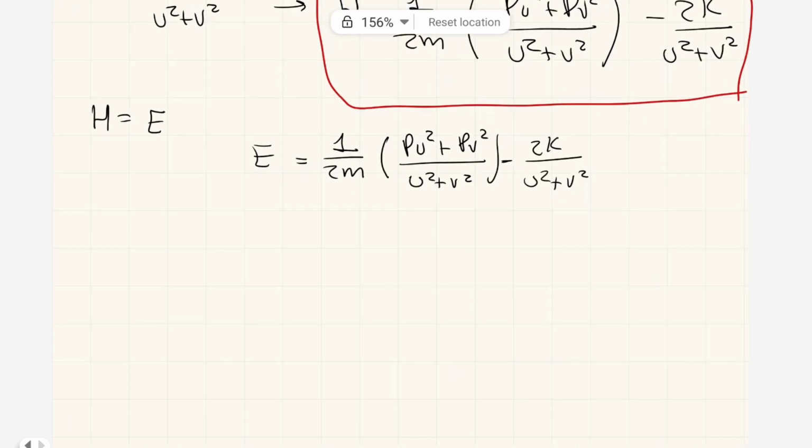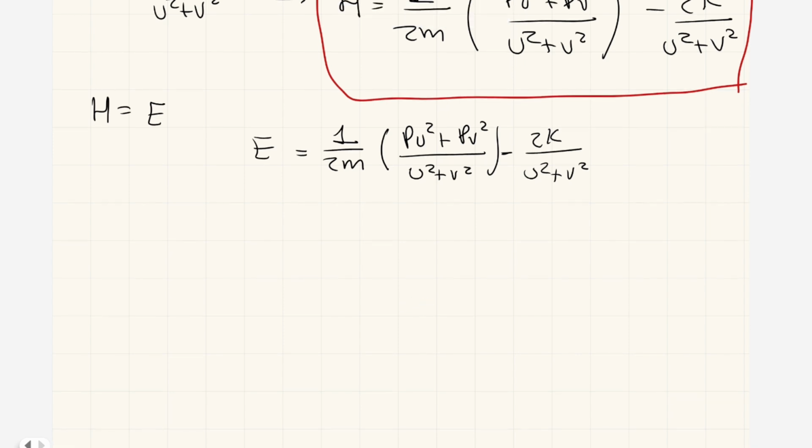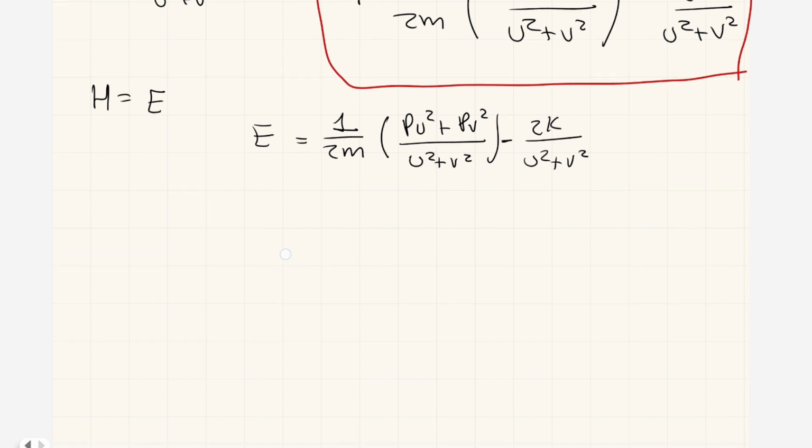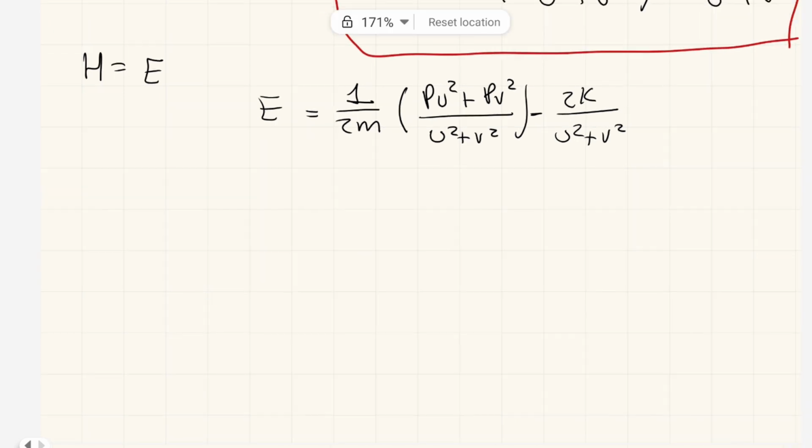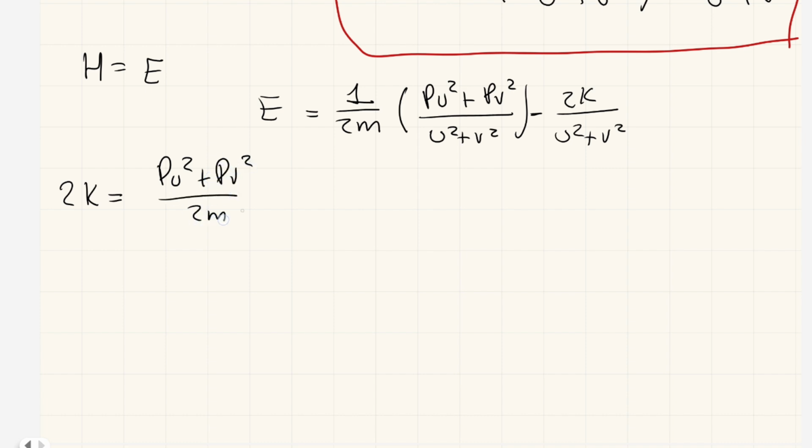Okay, perfect. This function can be defined looking that H is a constant of motion, and we are going to solve this equation for 2k to be able to introduce another function that will correspond to a new Hamiltonian. So if we solve this for 2k, we are going to get that 2k is equal to (pu² + pv²) divided by 2m minus E times (u² + b²).